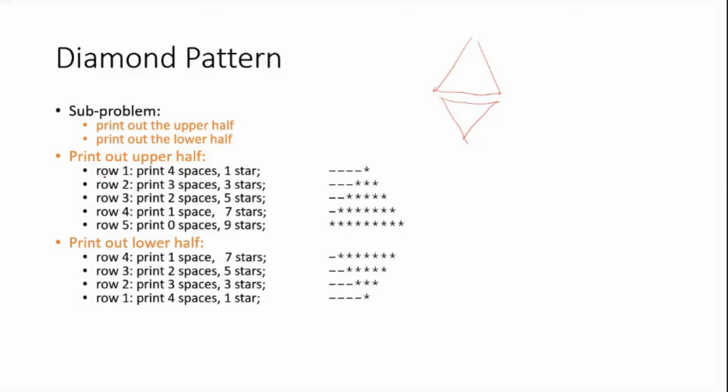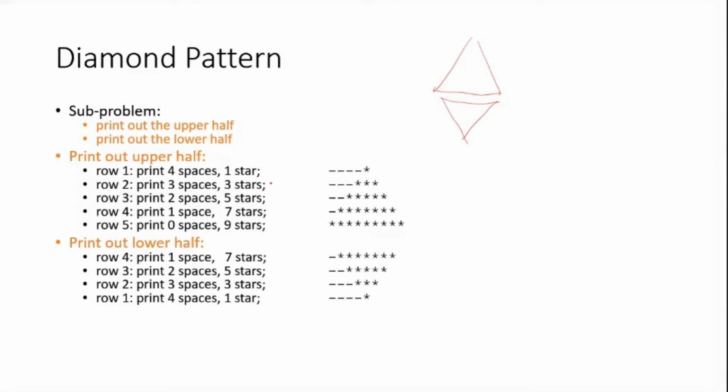In the row 1, what we have to do is print 4 spaces and 1 star here. This dash indicates the spaces. Actually, if I put spaces here, you will not be able to visualize it. That's why I have put dashes here. So these dashes represent spaces. In the first row, it requires 4 spaces and a star.